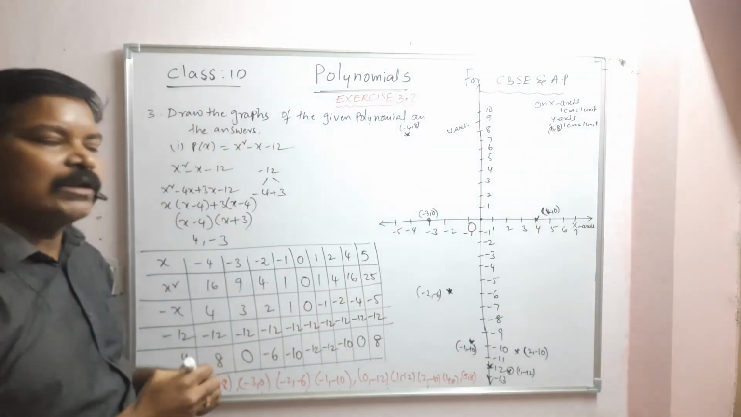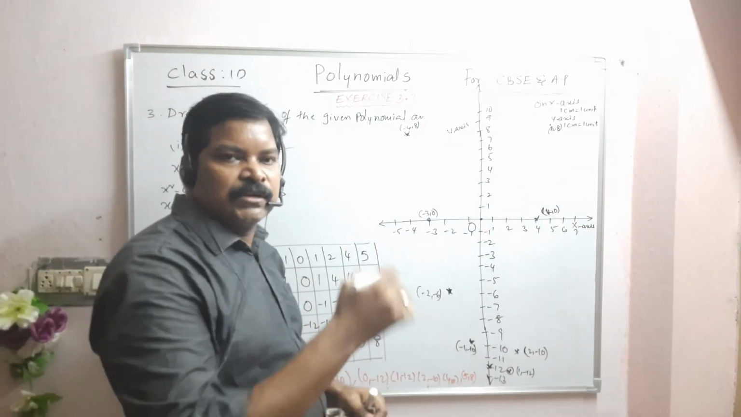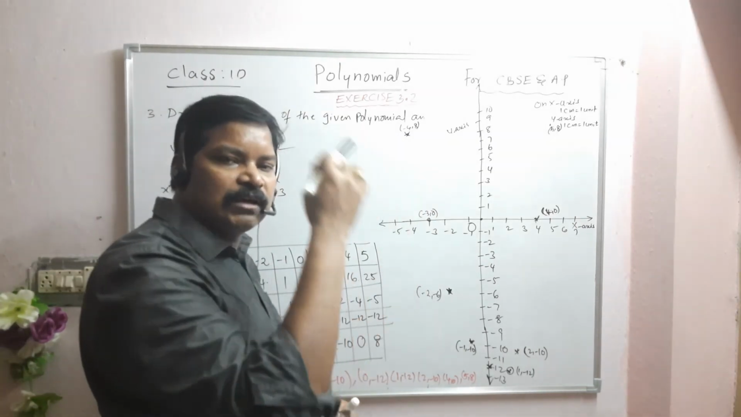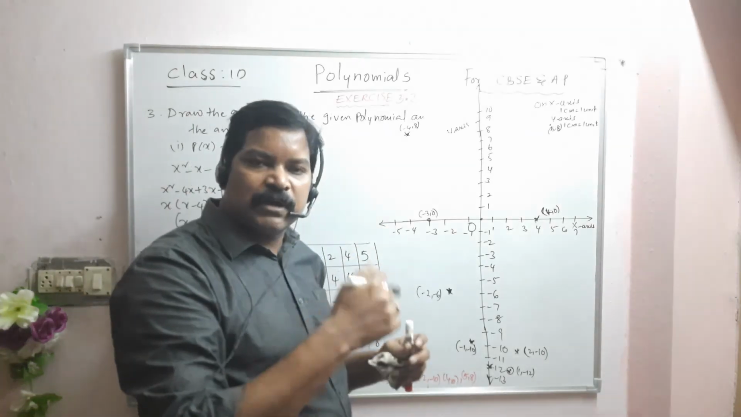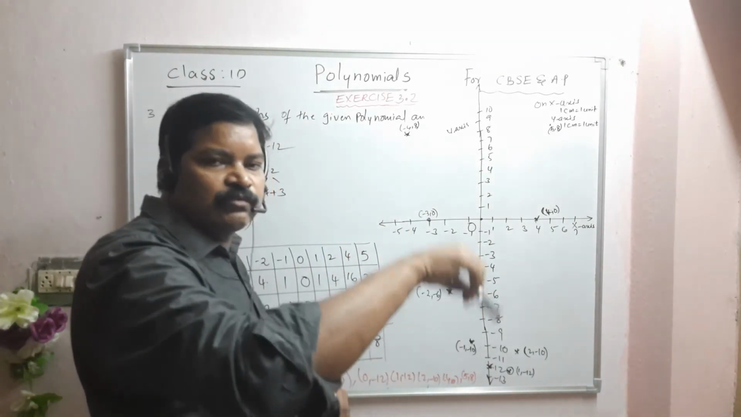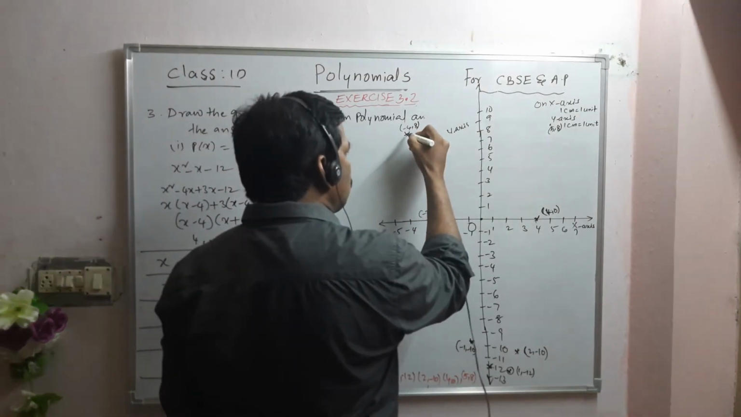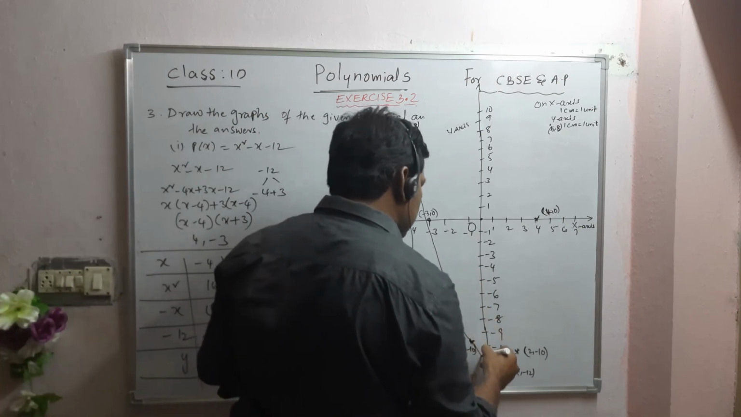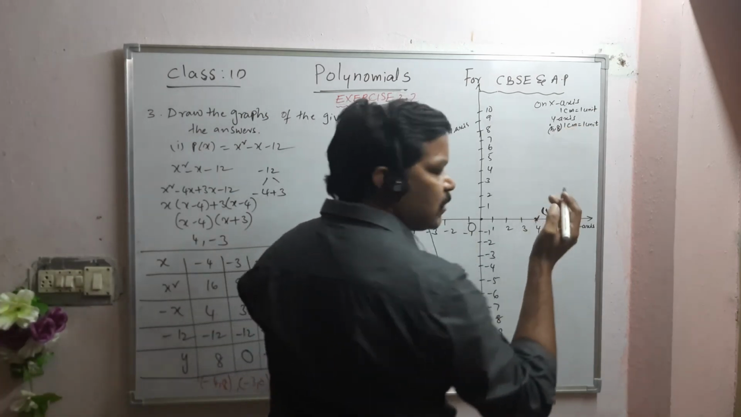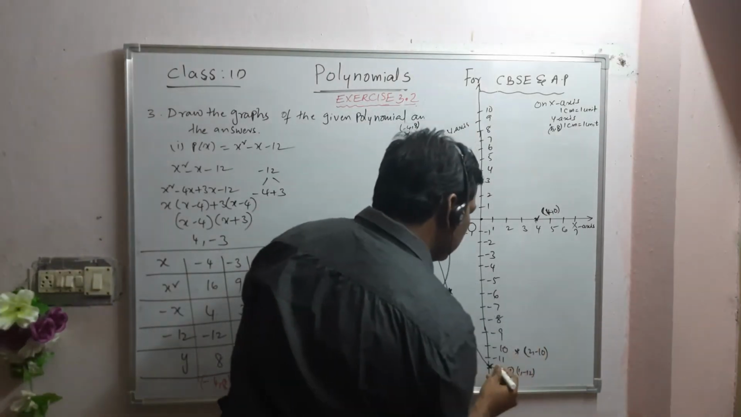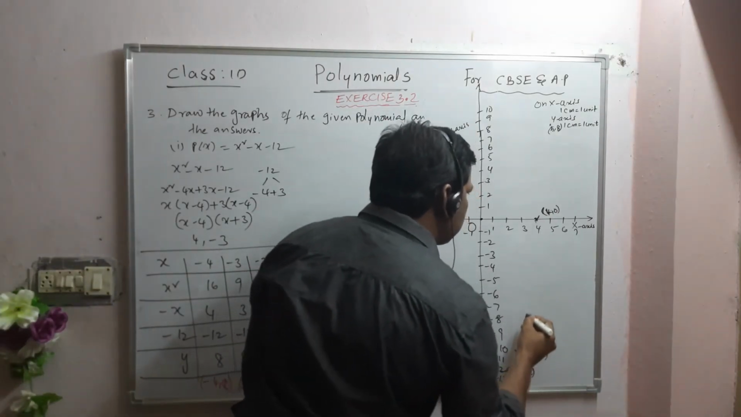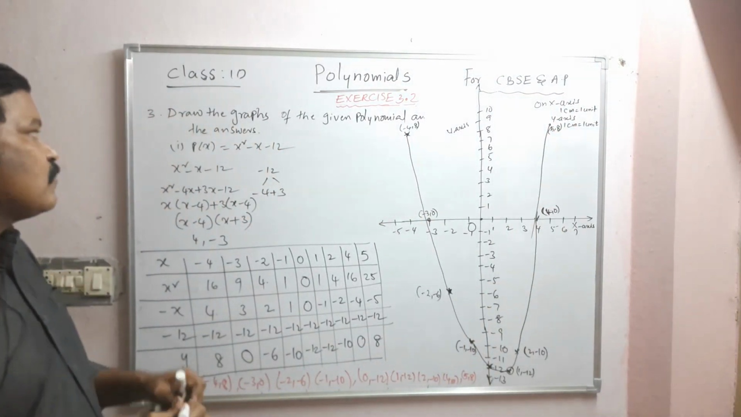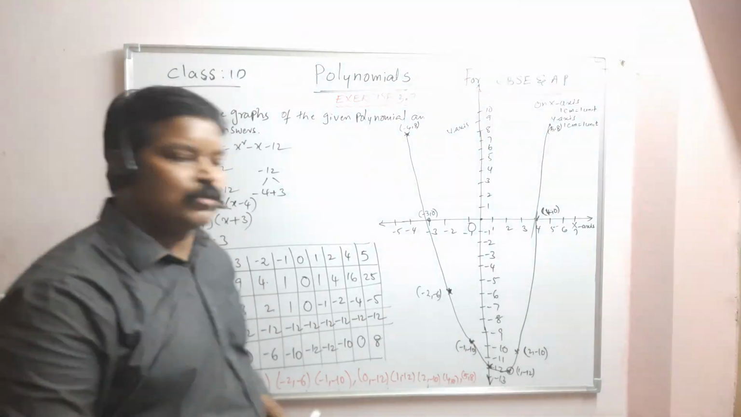Right. Now let us join all these points using your free hand. Don't use scale. Since it is a parabola, the graph of quadratic polynomial is a parabola, so you have to draw with your free hand. Right, join all these points like this. We'll get a big parabola, but in the graph you'll get very small. Right, so this is the graph of x square minus x minus 12.